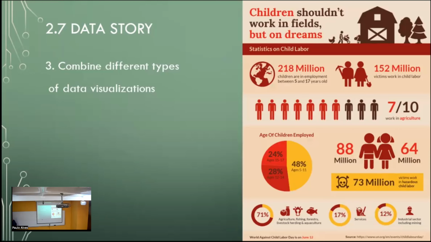Combine different types of data visualizations. Of course, it's not a good option to put all the graphs in bar graphics, for instance, or all the graphs in pie charts. Choose the right graphics, but have some variation in infographics. Here you can see that this is about child labor, big numbers. In one line, how many children are employed before 70 years old.